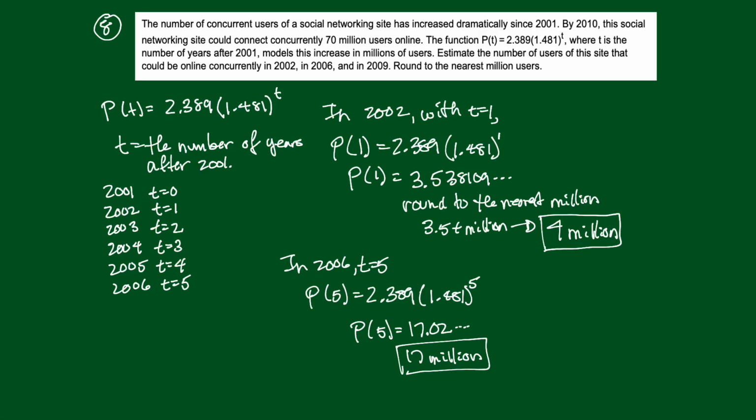For 2009, t is going to equal 8. So you're just going to compute P of 8. And when I did this, I got 55.29. So I'm going to say this is about 55 million.